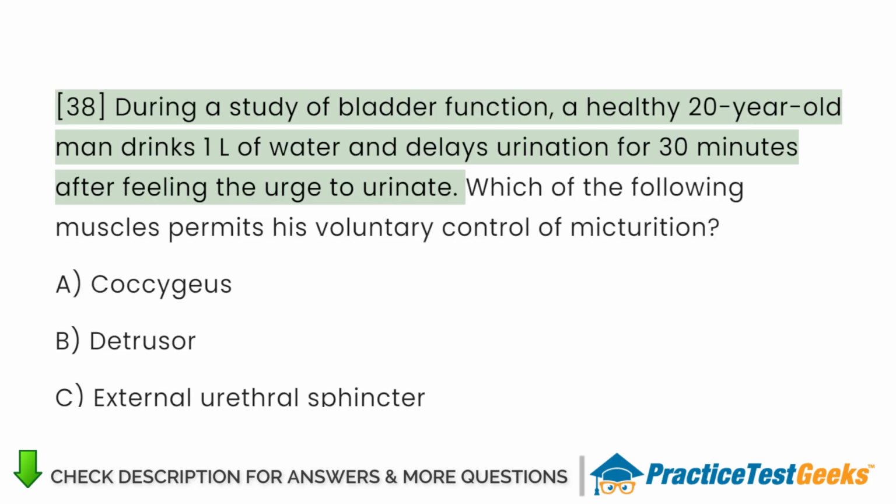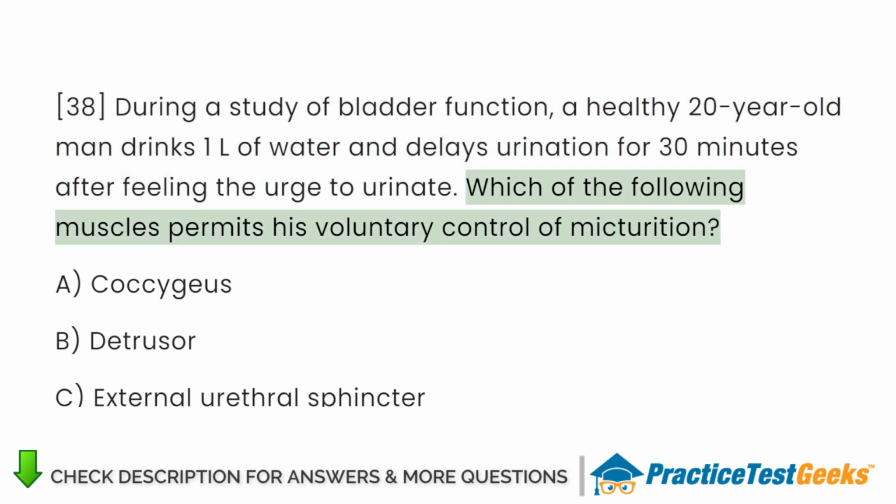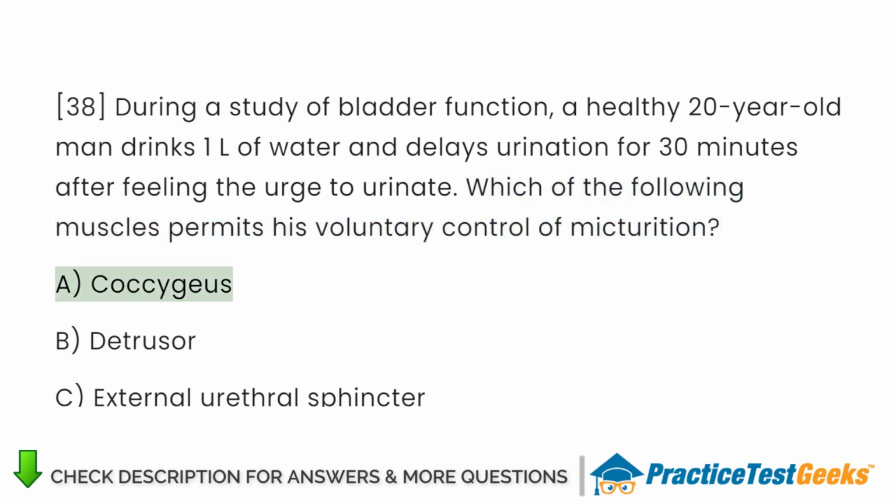During a study of bladder function, a healthy 20-year-old man drinks 1 L of water and delays urination for 30 minutes after feeling the urge to urinate. Which of the following muscles permits his voluntary control of micturition? A. Coccygeus. B. Detrusor. C. External urethral sphincter.